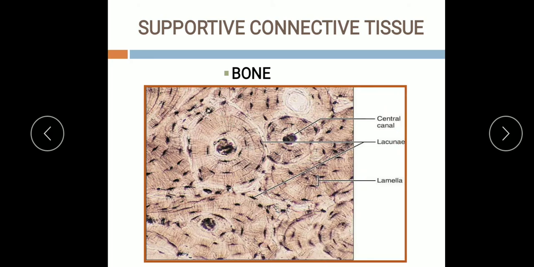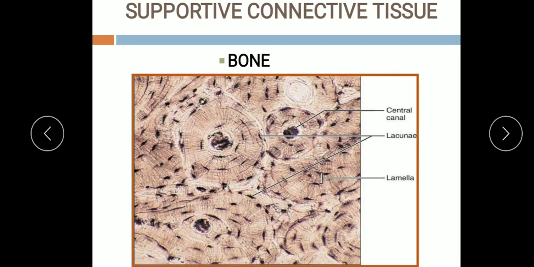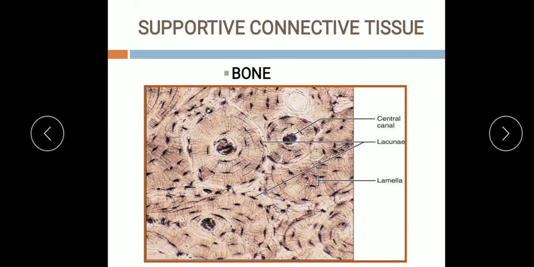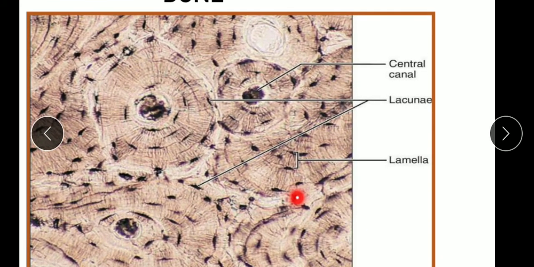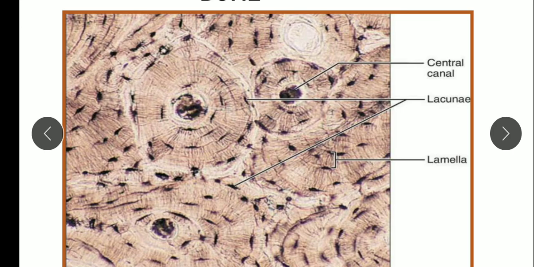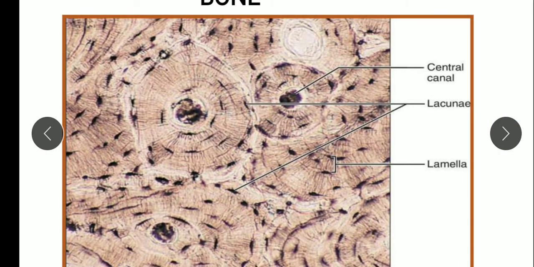Now next we'll see the bone. What is bone? Bone is a hard and rigid tissue, and it is porous, having pores in it. The bone cells present in it are known as osteocytes. Remember, in the shapes of cells I showed you that osteocytes are irregular shaped. These osteocytes are star-shaped cells. Each cell is enclosed in a small cavity known as a lacuna. So these osteocytes are enclosed in small cavities known as the lacunae.